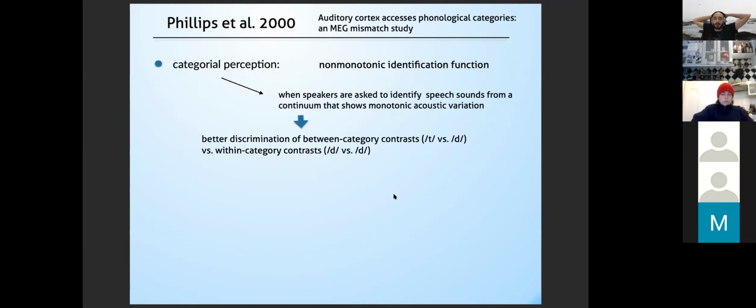So, for instance, what people found is that there is a better discrimination of sounds between different categories than within category. So you're better at saying that one sound is different from another when you move from T to D than when you stay within D, okay? So if I just vary the onset time a little bit, but I'm still within your range of D, then you're going to be worse at judging whether the sound was different, okay?